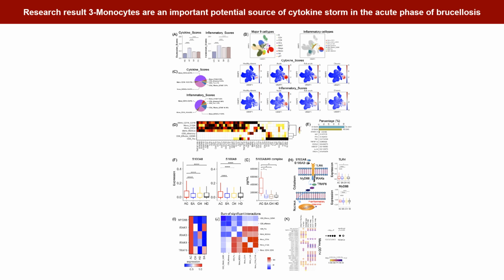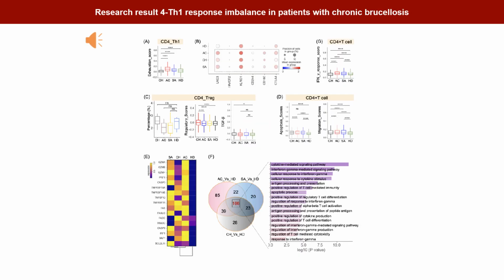Based on the expression of cytokines and inflammatory genes, we assign cytokine scores and inflammation scores to each cell subpopulation separately, and used these two interrelated scores as indicators to measure the potential contribution of each cell to the inflammatory response in brucellosis. 6 subtypes of CD8 T cells were identified.